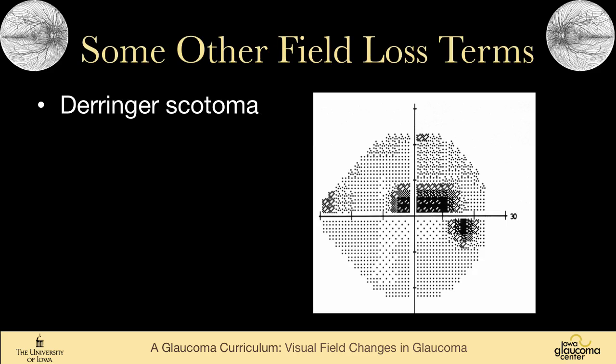Some other visual field loss terms you'll hear. Some people would call this field a Derringer scotoma because it looks like a little pistol. This is the handle. This is the barrel of the gun. These steep, deep field losses that come from the blind spot and extend through fixation may be more common in patients who have normal pressure glaucoma.